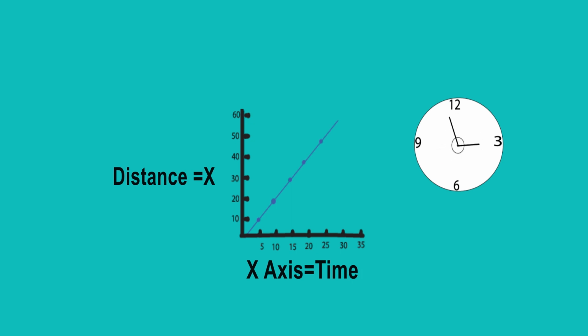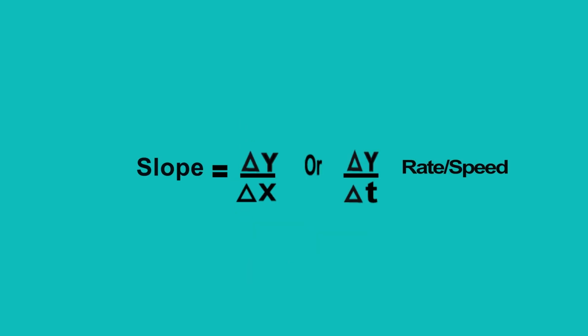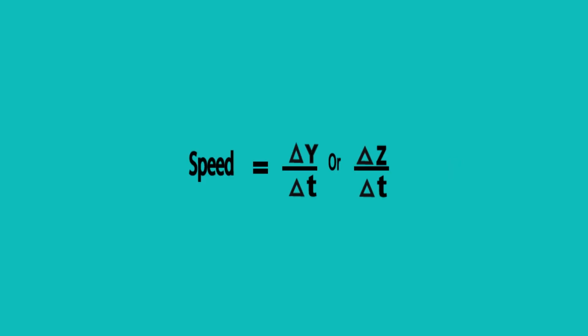When the x-axis denotes the time coordinate, the gradient or slope of the resulting plot will stand for speed or rate. Therefore, speed or rate can be defined as a change in value of a dependent parameter with respect to the time axis. That is, speed or rate is equal to delta y over delta t or delta z over delta t.